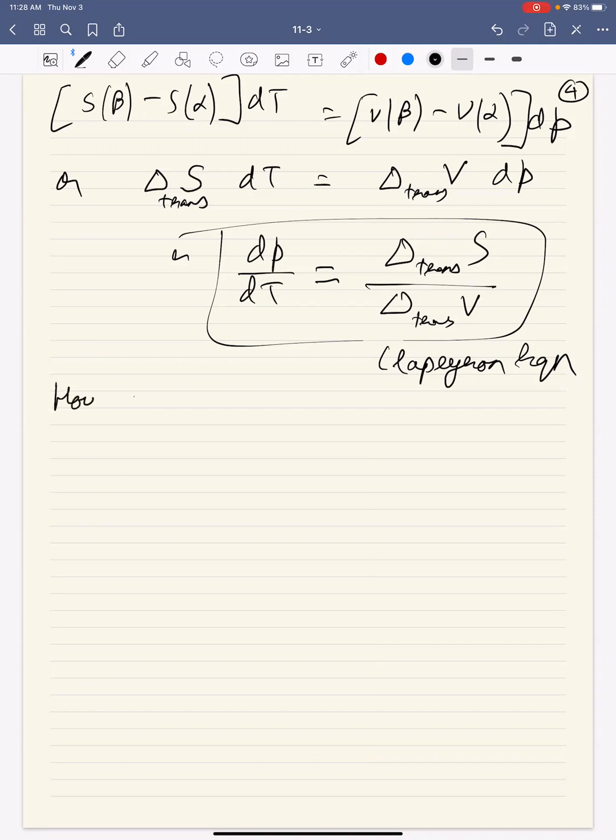So the question is, how would one measure delta trans S? So it's a constant n system, constant n and constant pressure and temperature. We are thinking about the change as one phase changes to another phase at a given pressure and temperature. So you look at the Gibbs free energy. Measure some free energy and then find the interface.